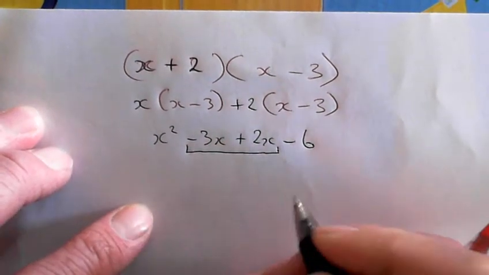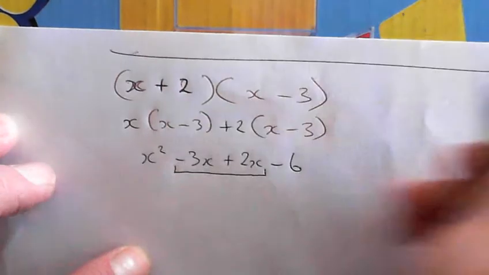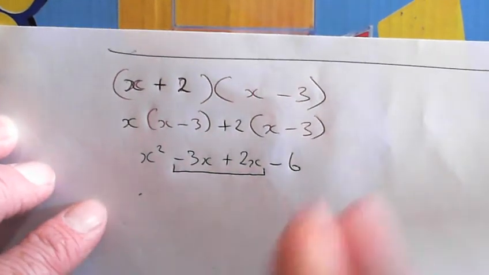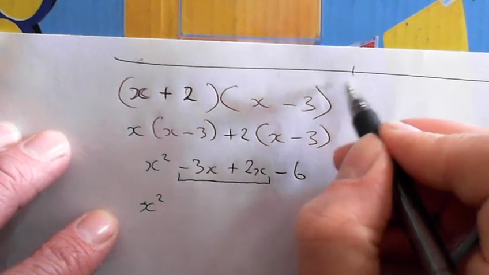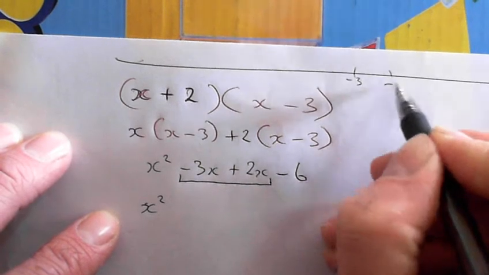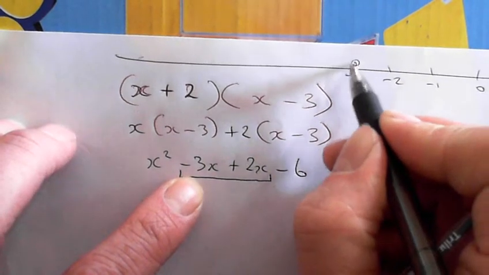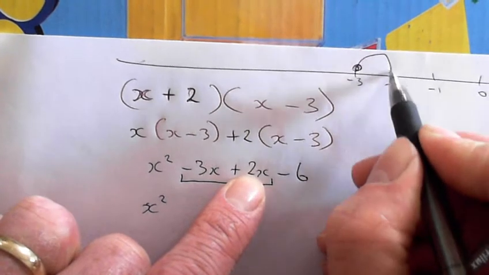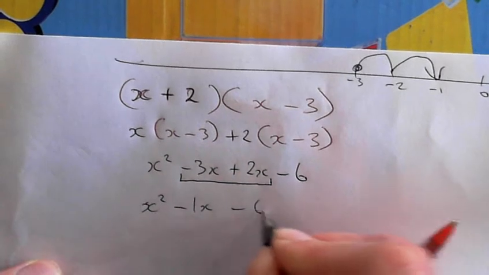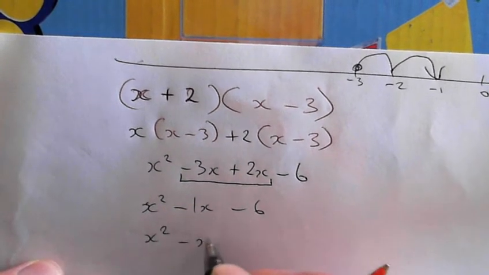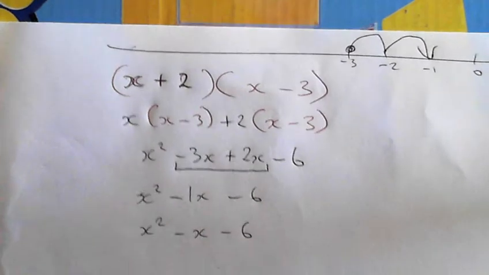Now we can add these. Now remember, adding and subtracting, you're going to use a number line. Just to show you. If you're not too sure, that's minus 3, minus 2, minus 1, 0. So minus 3 plus 2 is, or you can write the answer like that. Okay? Is that right?